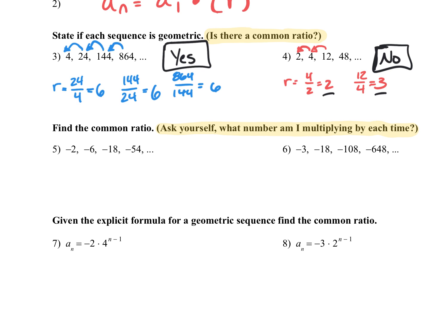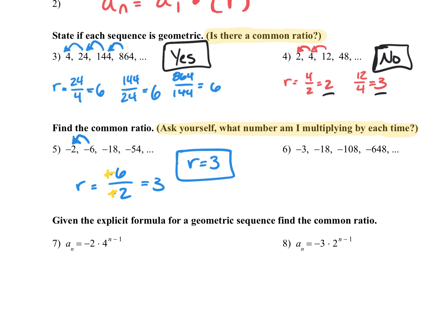What I always do, because I know it's going to work, is I just take the second term and divide it by the first. So as I look here, I take my second term divided by the first. So r would equal -6 divided by -2. Well, 2 negatives would make a positive. 6 divided by 2 is 3. So guess what your common ratio is? 3. Here you don't have to check it because they tell you, hey, it is one, just find the common ratio.